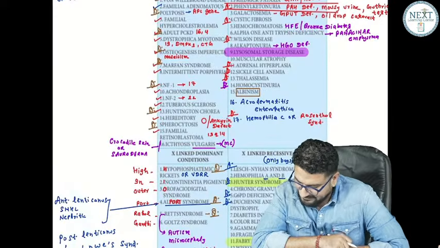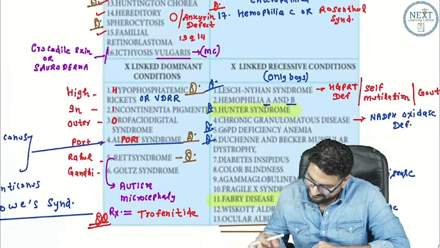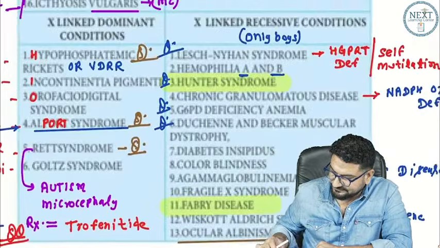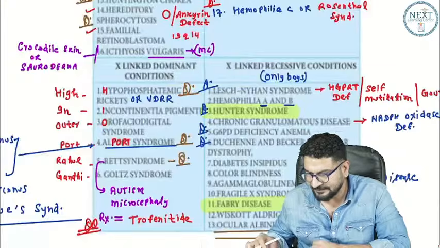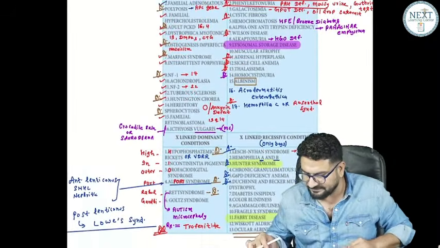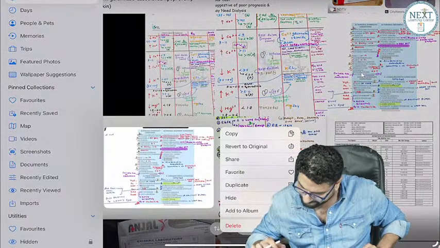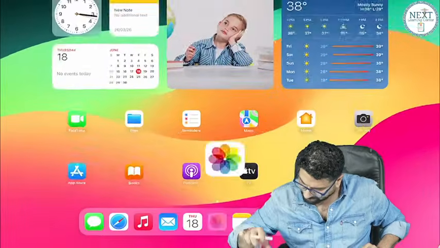Where do you see color blindness? Do you see color blindness anywhere? Can you see here? Can you see color blindness? Point number 8. Excellent, right? So this table is very very important. So what I am doing, I am just adding this table in this PDF.